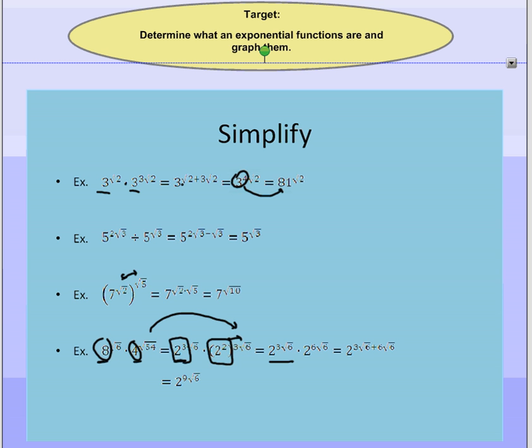So we have 2 squared raised to the 3 square root of 6 power. Multiply those powers together, and we get 2 to the 6 square root of 6 power. And now that we have the same base of 2, we get to add the exponents. 3 square root of 6 plus 6 square root of 6 is 9 square root of 6. You could find out what 2 to the 9th power is, and then have that to the square root of 6 as well.